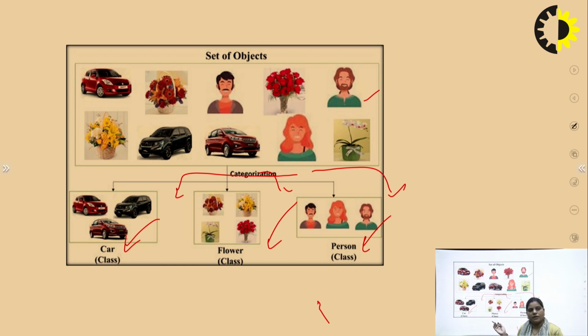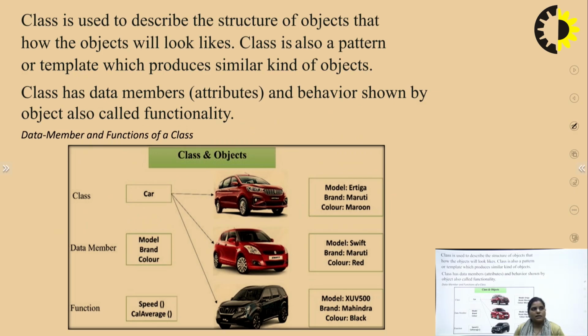We are classifying those particular objects into different classes. Classes are used to describe the structure of the objects, that is, how the object will look. We can also say that a class is considered a pattern or template which produces similar kinds of objects. The classes have data members, attributes, and behavior shown by the objects, which are also called their functionalities.